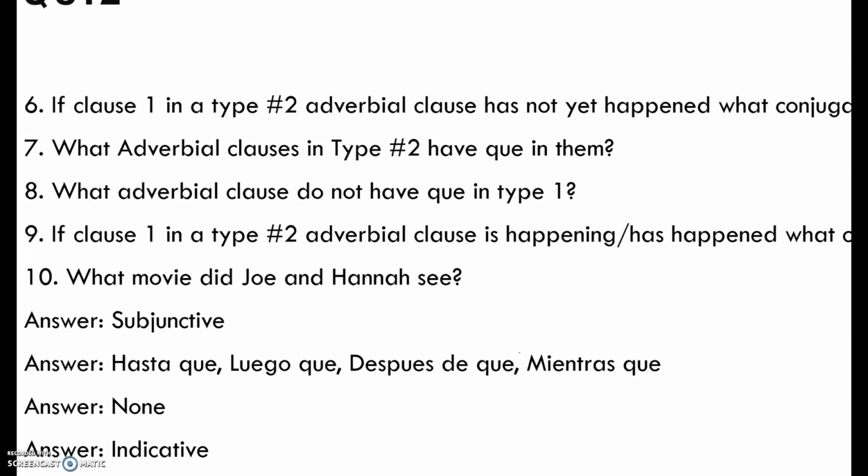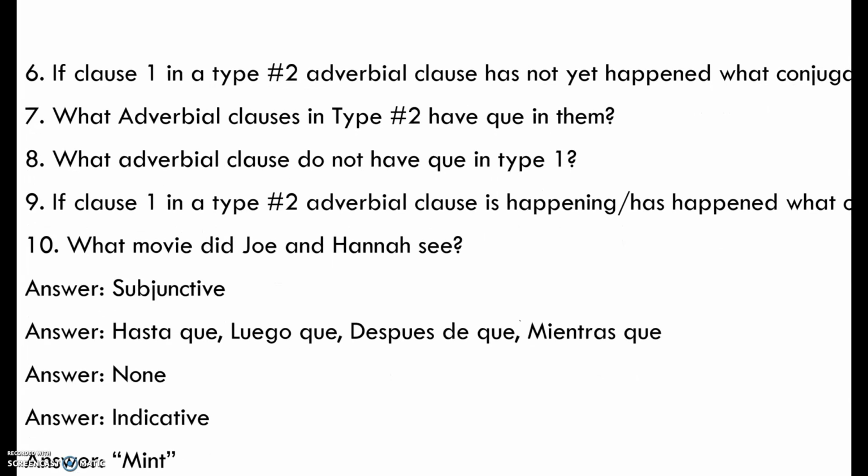Okay, for the last question, what movie did Joe and Hannah see? You have to remember back to the dialogue that we talked about. And the answer for this is mint.